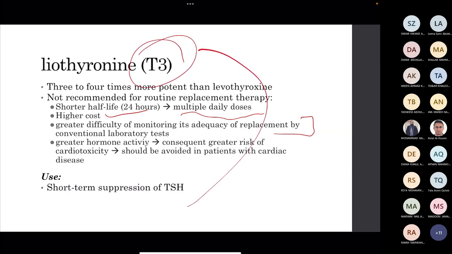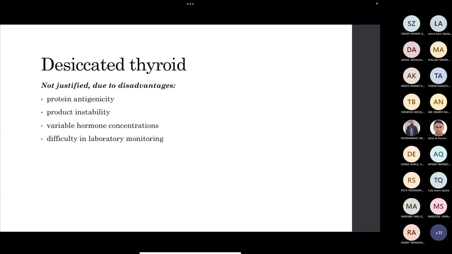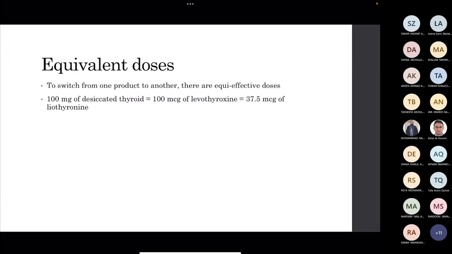In fact, it is only indicated for short-term suppression of TSH. يعني it is rarely used, but the one that is most commonly indicated is T4. هلا thyroid hormone from animal sources is referred to as desiccated thyroid, and it has many complications, and they stop using it. When you give T4 or convert from T4 T3, you should know the equivalent doses. يعني 100 milligram of desiccated thyroid اللي هو from natural sources is equivalent to 100 micrograms of levo T4, and it is equivalent to 37.5 micrograms of T3.